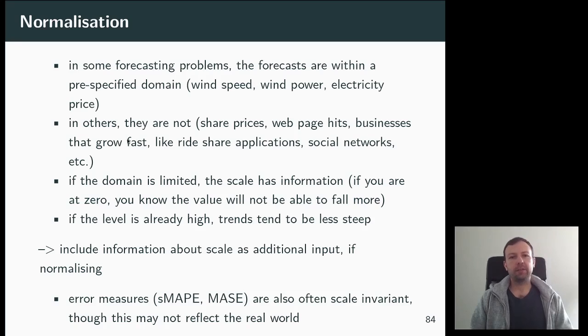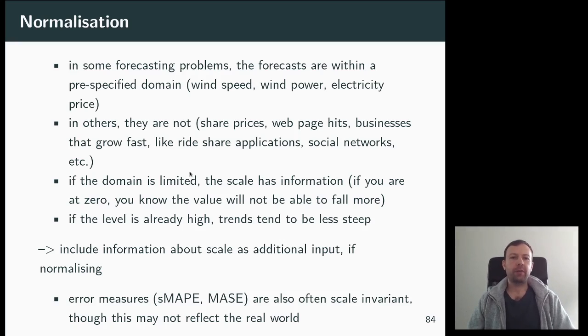But in other situations, it's very different, right? Something like a share price: where could the share price go? Or look at web page hits. You have a web page that for years is between 0 and 100 hits, and then tomorrow it gets 10,000 hits. In general, with businesses that grow fast, like rideshare applications or social networks, your series are in a certain domain, and then suddenly they just take off. That has big implications on how to normalize a series.